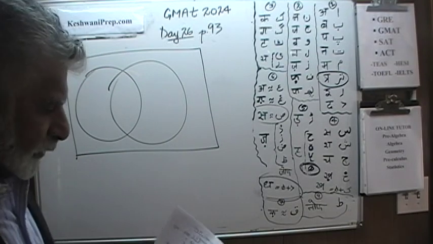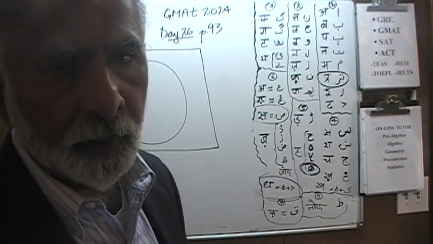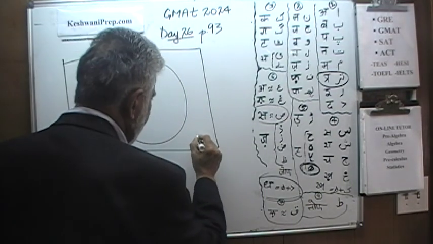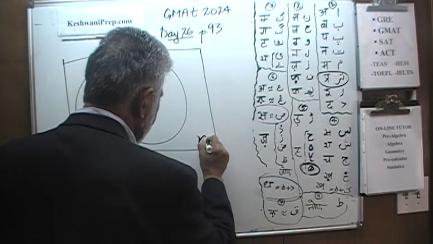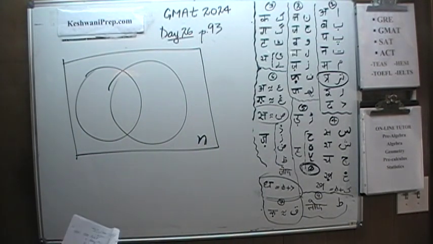And what we are interested in, what the question was, how many of them are taking neither? That's what we are interested in. The number of people who are taking neither is going to go here in this corner. Let's call it N. This is what we are interested in. We are interested in finding out what N is equal to. We also know the total is 5,000.